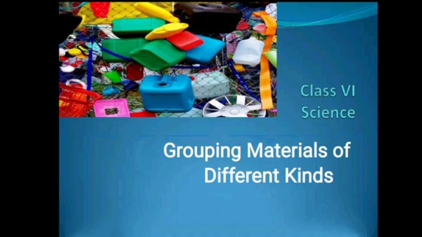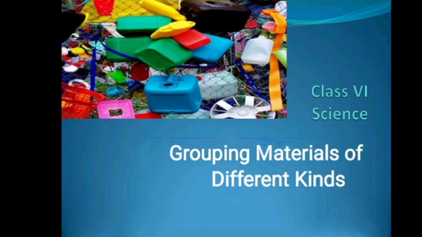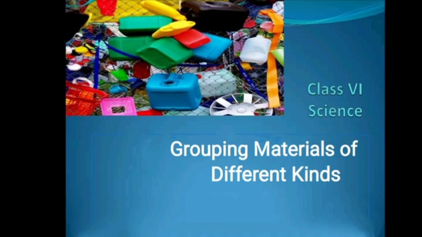So, we are again here to start another chapter of the book, that is, chapter 5, Grouping Materials of Different Kinds. And from the chapter name, it is clear what we are going to study here. We have a wide variety of objects around us. How we group different objects made up of different materials, that we are going to study in this chapter. So, moving on, let's start the study.